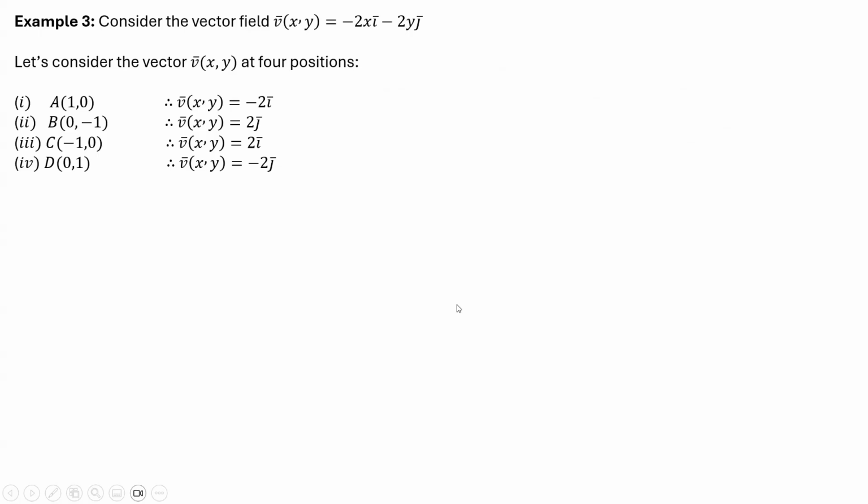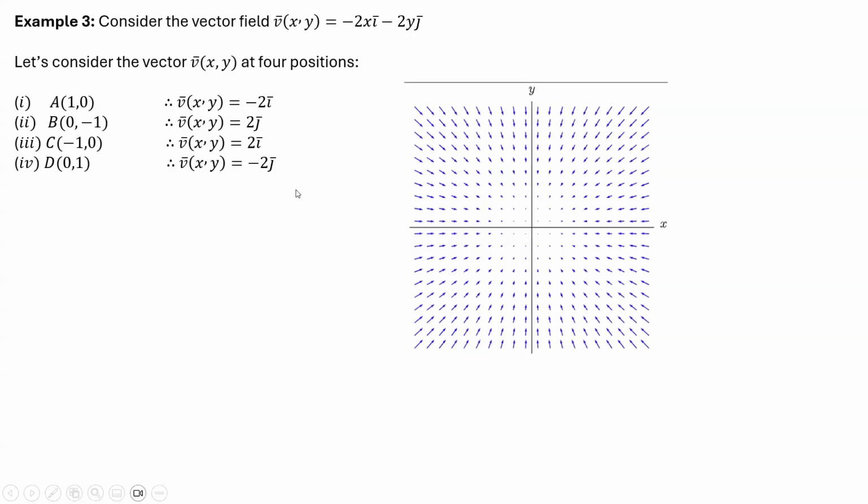Again, another example could be minus 2x i cap, minus 2y j cap. Similarly, we'll take four random positions, and at one point, we will get something like this, which is going towards the origin. So this is a sink.